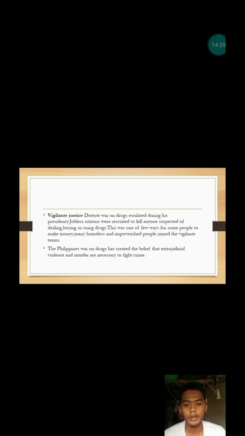So those who were killed were suspected of dealing, buying, or using drugs. This enabled people to make easy money because of the war against drugs. Many people were killed because of these cases. The Philippines' war on drugs has created the belief that extrajudicial violence and murder are necessary to fight crime.